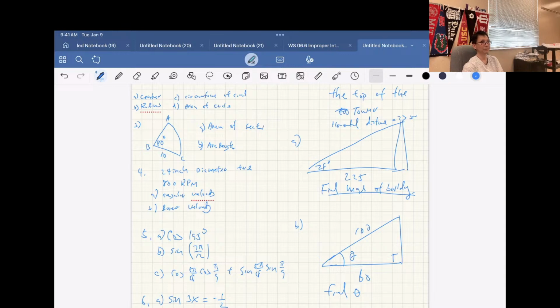We have degrees, 225. You're looking for the tangent of 28 degrees. Tangent is opposite over adjacent. So x over 225, y over 25. Multiply 225 to the other side.